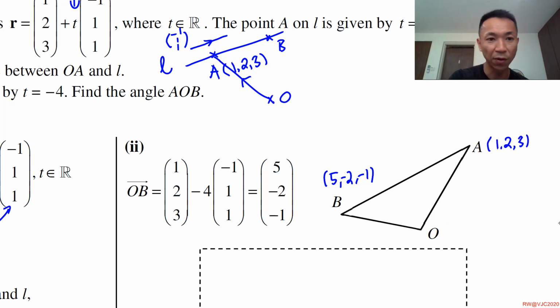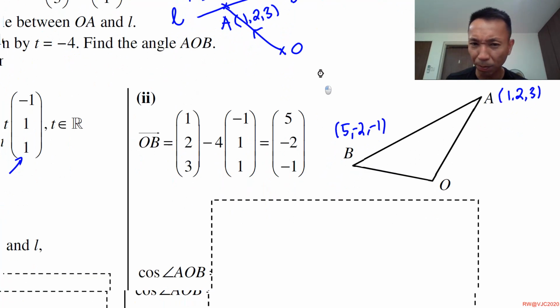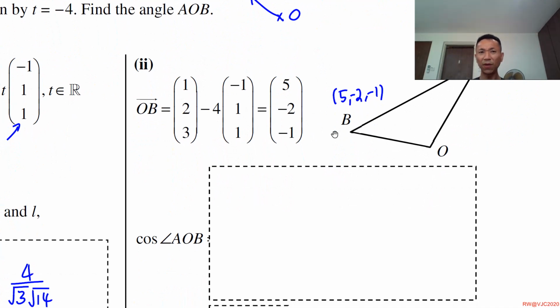Now the question asks for the angle AOB. Do you find this question familiar? Finding an angle AOB. This is a CT1 question. I think most of us are able to tell me, okay, I take OA dot OB. The definition tells me that OA dot OB equals mod OA mod OB cosine theta. So cosine AOB. Done. I think this is not difficult.